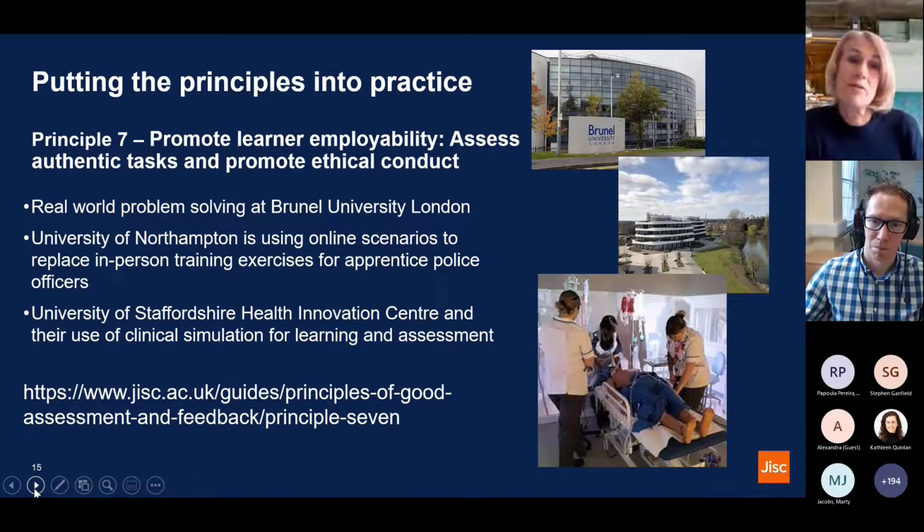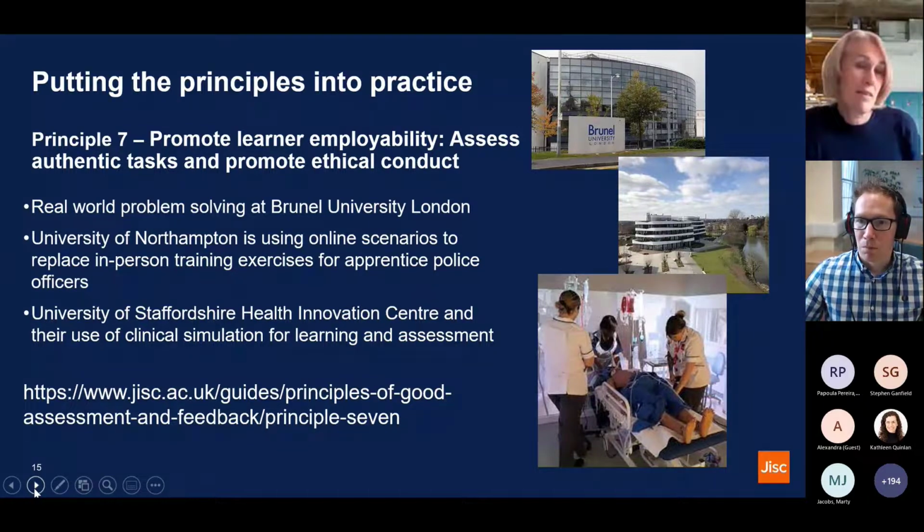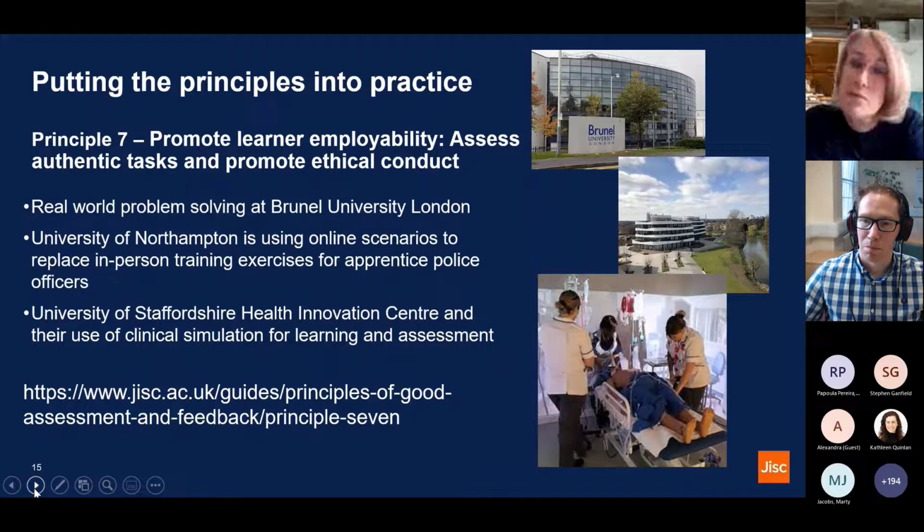And lastly, if we're looking at Principle 7 around promoting learner employability, there are many examples across the sector where we're starting to see more authentic assessment taking place, particularly where it's promoting ethical conduct. There are some really excellent examples in the guide, picking up from the work at Brunel University, the University of Northampton in supporting exercises for apprentice police officers, and the University of Staffordshire, which is using clinical simulation for learning and assessment in what is quite staggeringly a real world environment. And I know there's a growing number of examples where that's taking place.